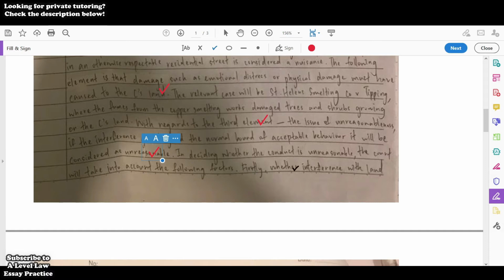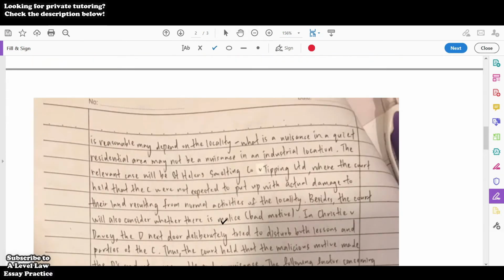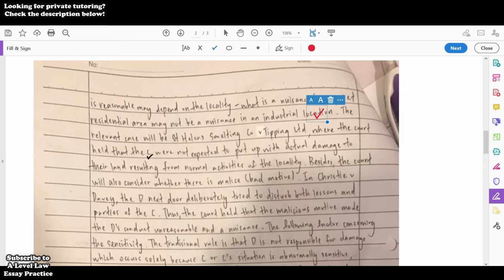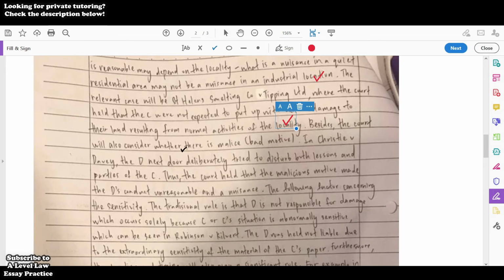Firstly, whether interference with land is reasonable may depend on the locality. What is a nuisance in a quiet residential area may not be a nuisance in an industrial location. The relevant case will be St Helens Smelting v Tipping, where the court held that the claimants were not expected to put up with actual damage to their land resulting from the normal activities of the locality. Besides, the court will also consider whether there is malice or bad motive.